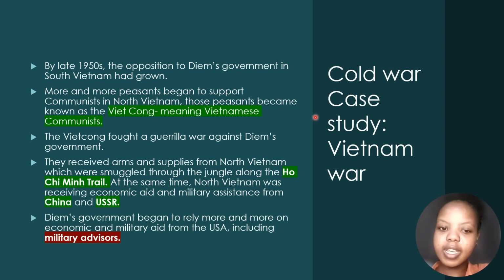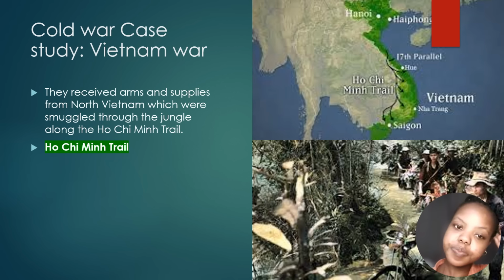And because Diem's government was anti-communist, which means they were against communism, they received military as well as economic aid from the USA, including military advisors. Why military advisors? So that they can come and train the soldiers in South Vietnam or work hand in hand with the soldiers in South Vietnam. Okay, now let us move on.